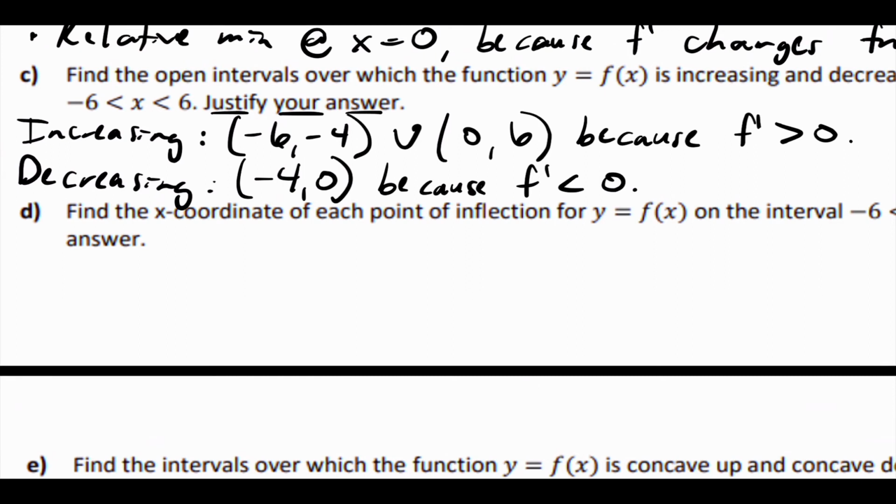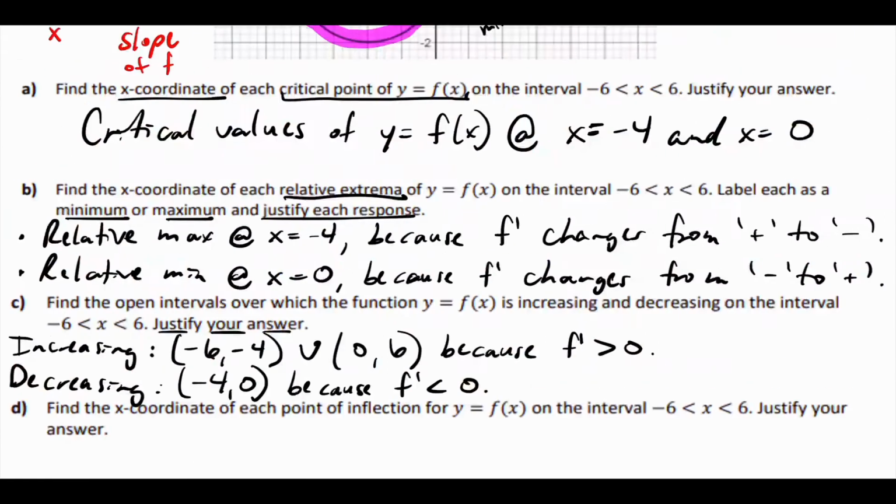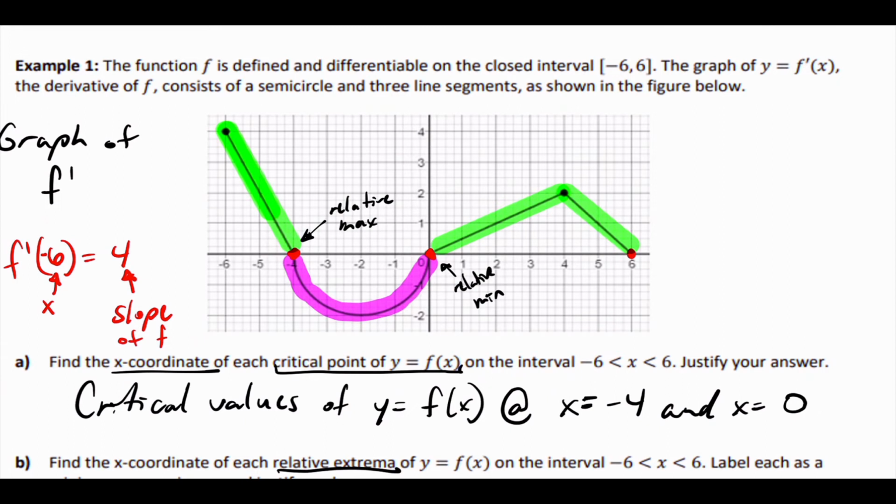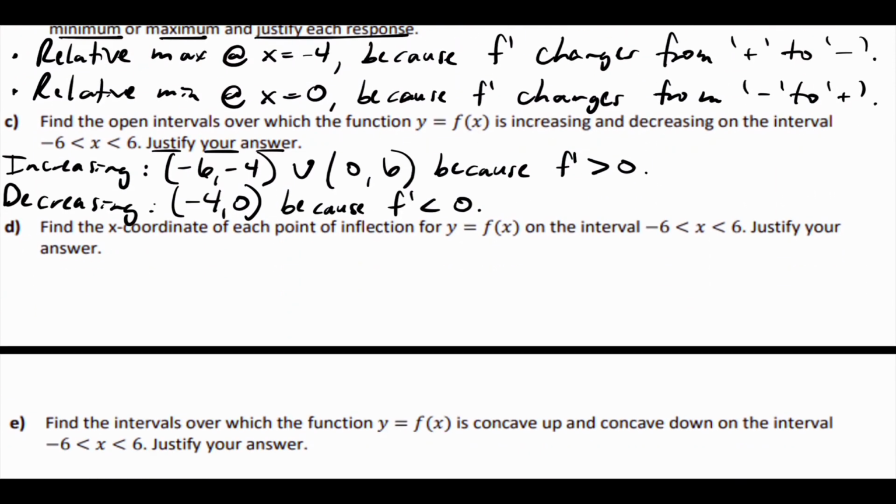Now points of inflection. What do we need for points of inflection? Second derivative, right? What specifically do I need about the second derivative for points of inflection? The critical value. So what does that mean?